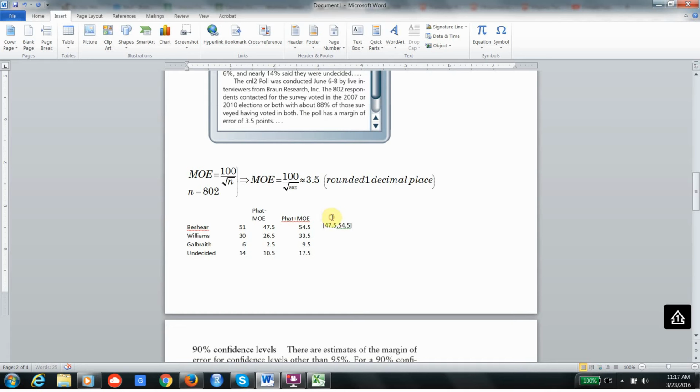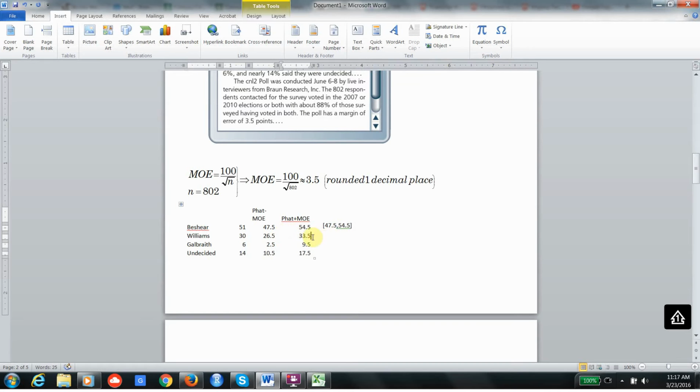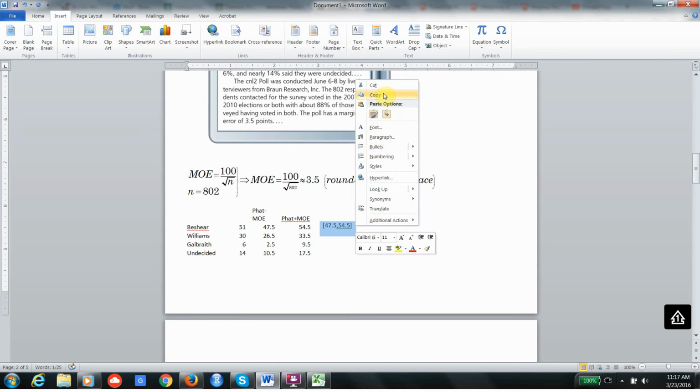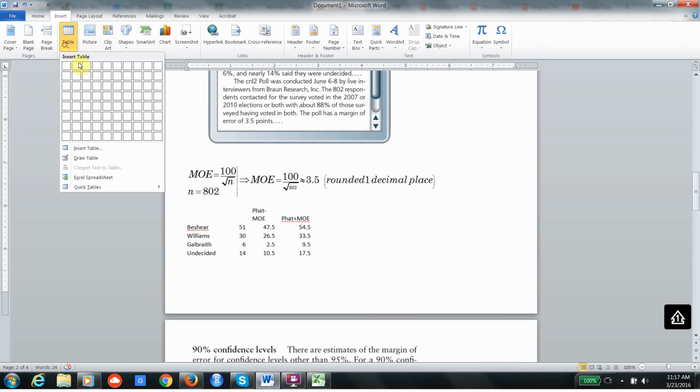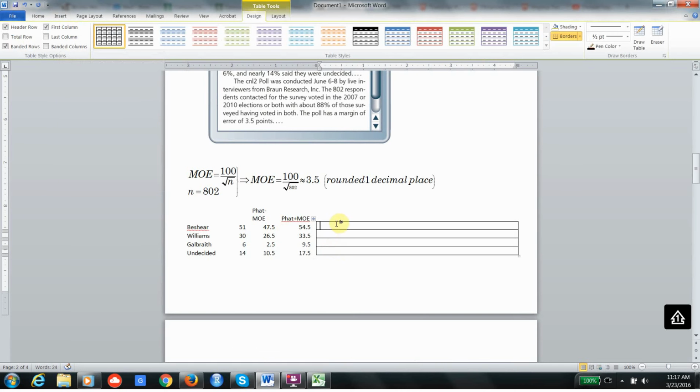So we always write the final answer in what we call interval form. I may have to enter this in a different column here. Let me just do this real quick. So put 4 things here. Okay, so that's my first confidence interval.